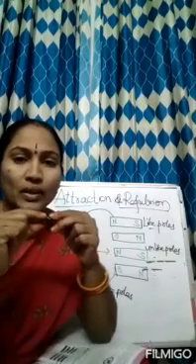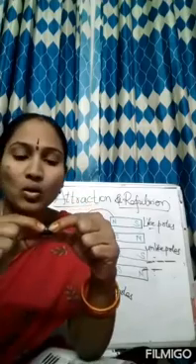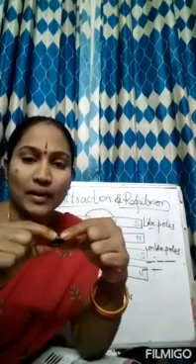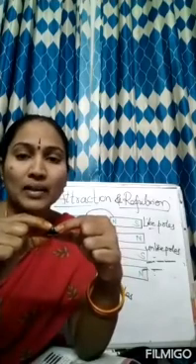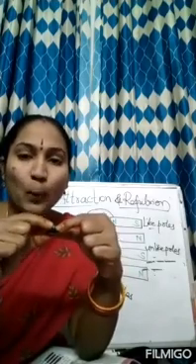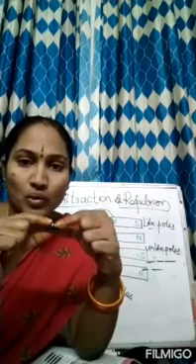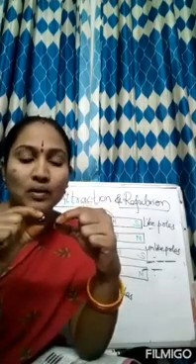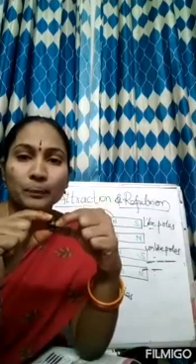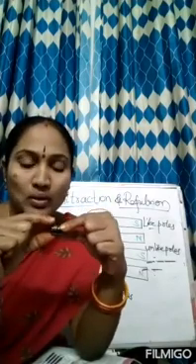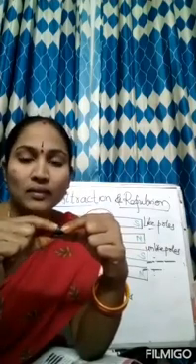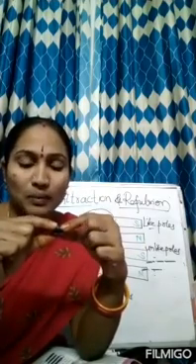When North Pole and South Pole are coming together, attraction is taking place. So magnets are attracted to each other when unlike poles are opposite to each other. These are two unlike poles, North Pole and South Pole. When they are coming together, attraction takes place.